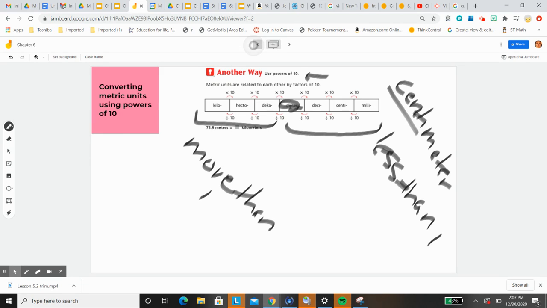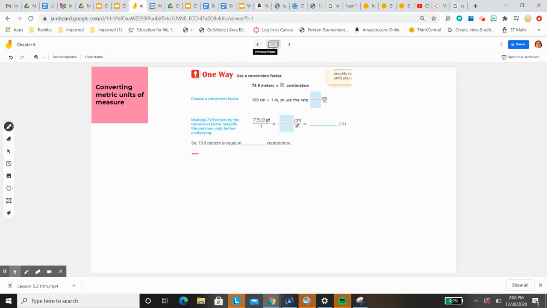Okay, so let's go back. Let's take a look at the book's way of doing this really quickly. We're going to use the exact same method that was used before by using a conversion factor, but you're going to have to know that conversion factor, what it will be. So I want to convert 73.9 meters into centimeters. Now, centimeters are smaller than a meter. I know my conversion factor is this. 100 centimeters are in 1 meter. Centi means 100, okay? So that means there are 100 centimeters in 1 meter.